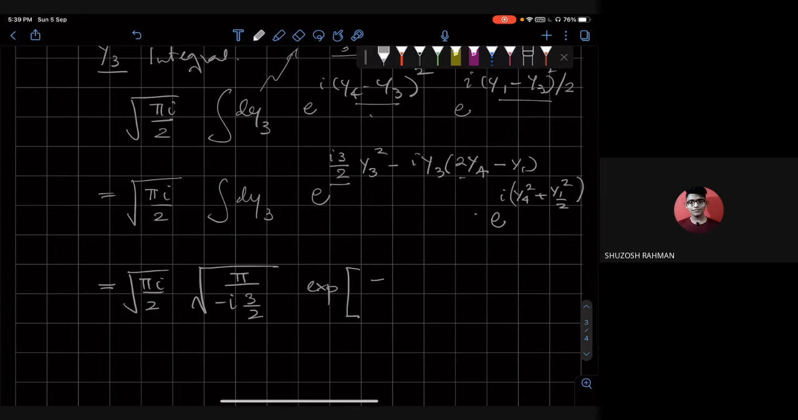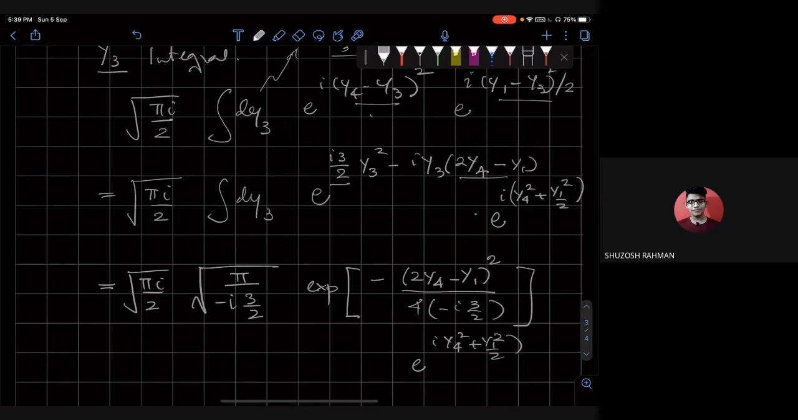This will give me A and this will give me B. So inside, I will have A squared, which will generate a minus sign, to y4 minus, say, so B squared, so y squared divided by 4a, right? So it'll be 4 minus i 3 halves. And then this factor, e to the power i (y4 squared plus y1 squared) by 2. Okay? And then there are cancellations that are going to happen.